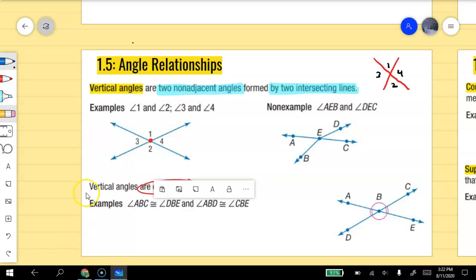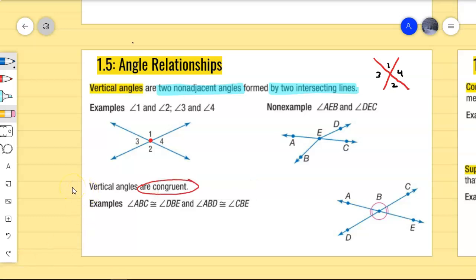Let's just suppose that angle 3 was 30 degrees, all right? Well, then automatically angle 4 would also be 30 degrees. Let's suppose angle 1 was 150 degrees. Automatically angle 2 is also 150 degrees. All right, so that is the secret: they're both going to have the same amount of degrees.